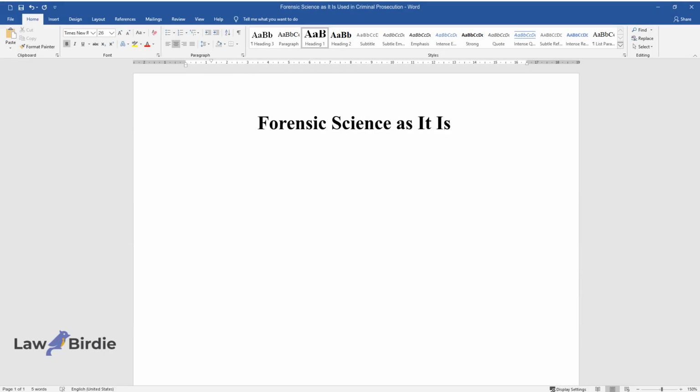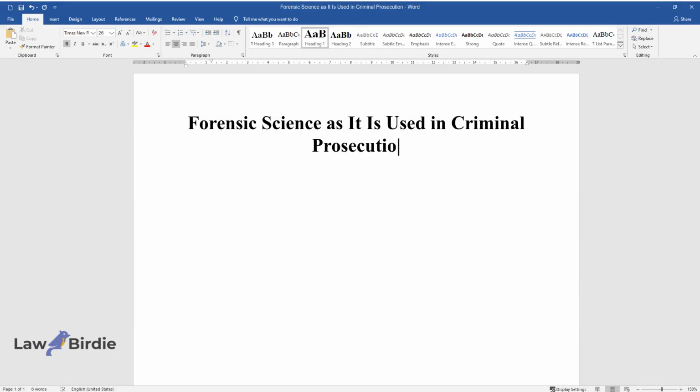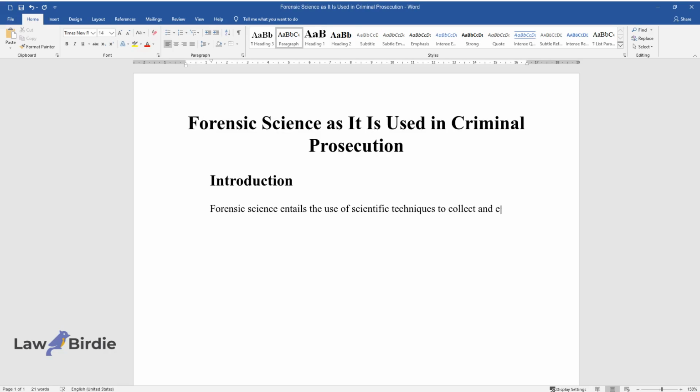Forensic science as it is used in criminal prosecution. Introduction. Forensic science entails the use of scientific techniques to collect and examine evidence from a crime or suspected crime scene.